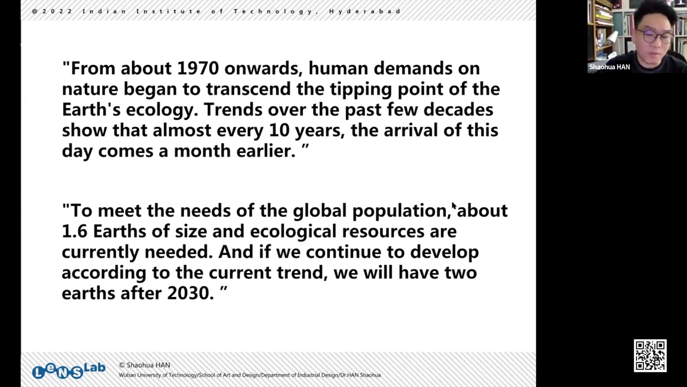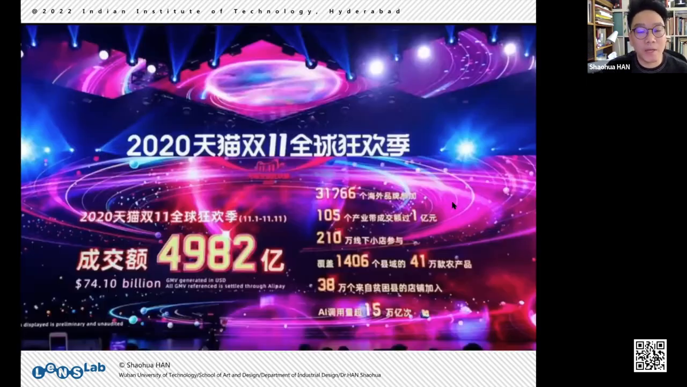And there's another picture, which is really sad for me. This is a kind of daily lifestyle of Chinese people, where we buy things from the internet through apps, not face to face. This is 2020. There is a day, the 11th of the 11th, when all the online shops try their best to attract people. You can see that in 2020, we got 74.1 billion.